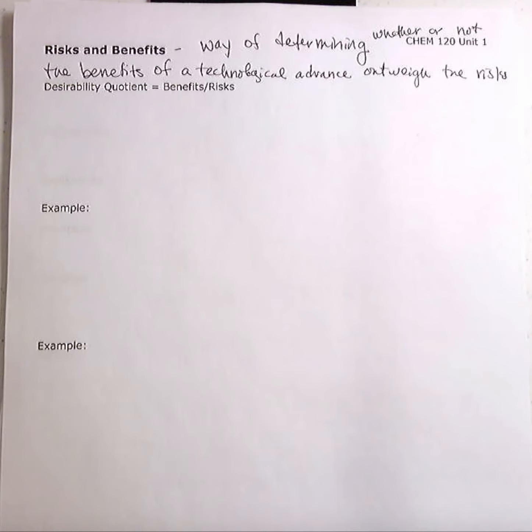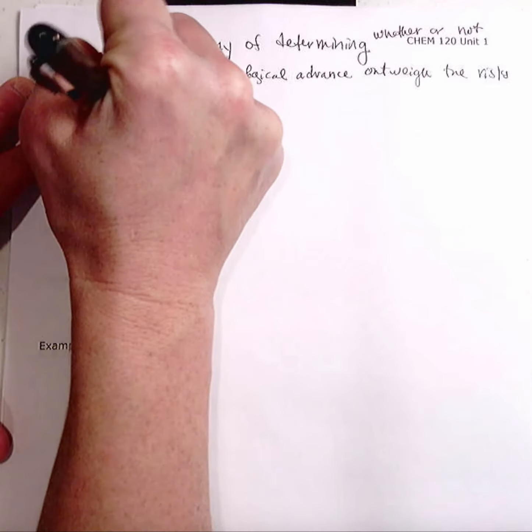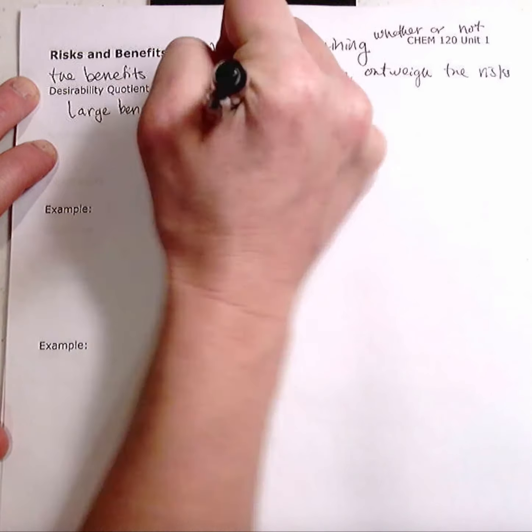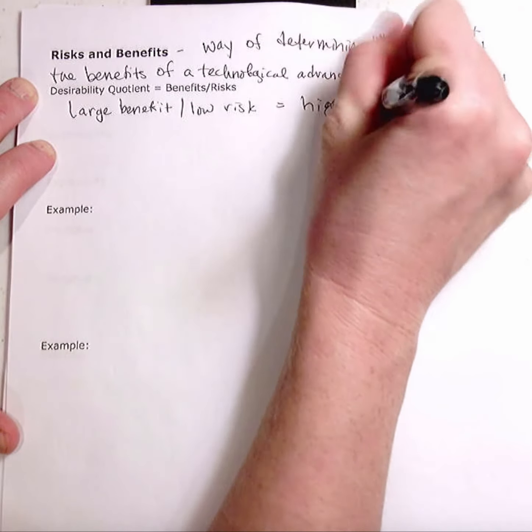There are several science fiction novels written on this. I always think of Jurassic Park. You know, they didn't think about whether or not they could keep these dinosaurs in captivity. So the way this risk-benefit analysis works is you look at the desirability quotient. If you have a large benefit and a low risk, then it's said to have a high desirability quotient.